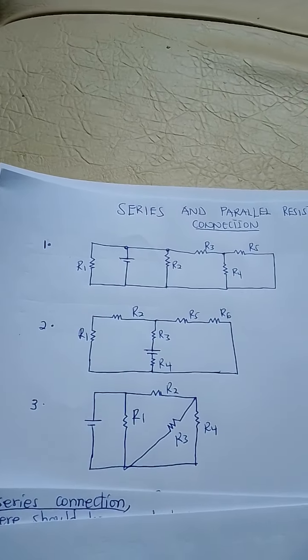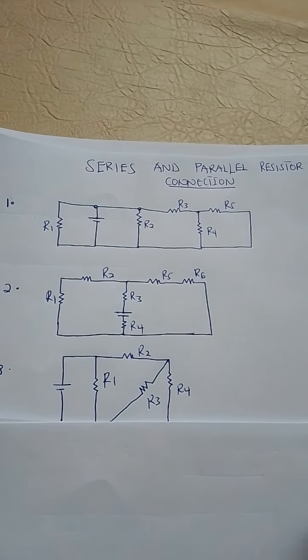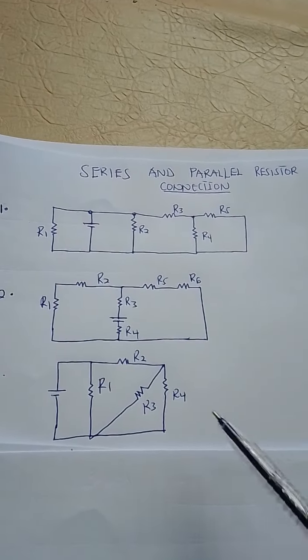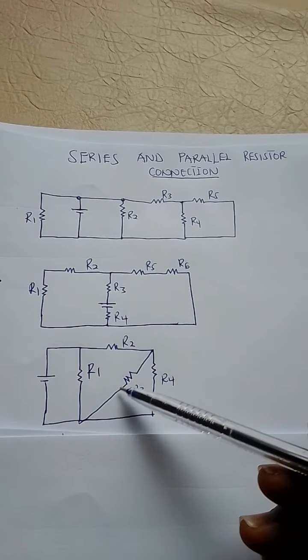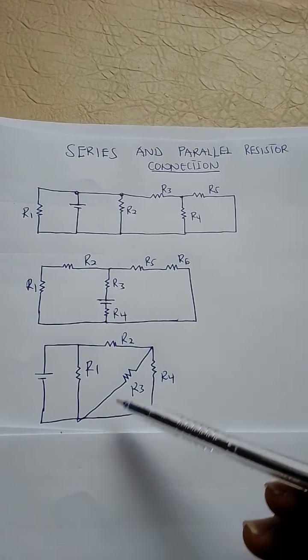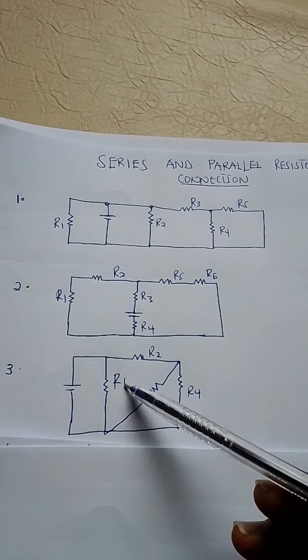For our third example, we have four resistors here, and for the four resistors, we can see that R3 and R4 are in parallel. Since there is a node here, there is a node here, so when I go through their paths, I'm not meeting any other element, so I can see that R3 and R4 are said to be in parallel. Now let's see R1 and R2.